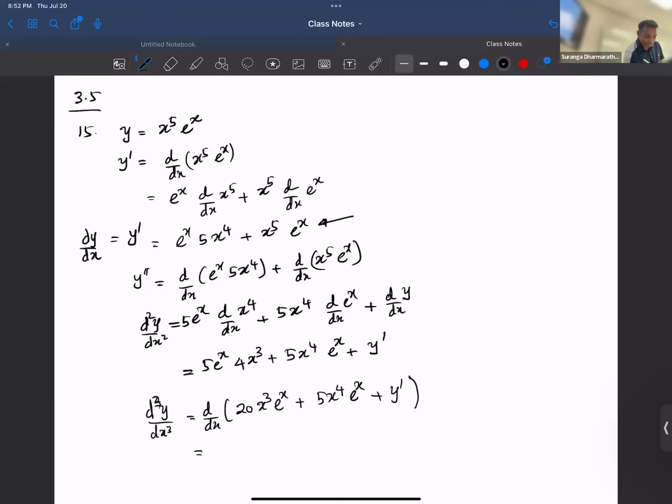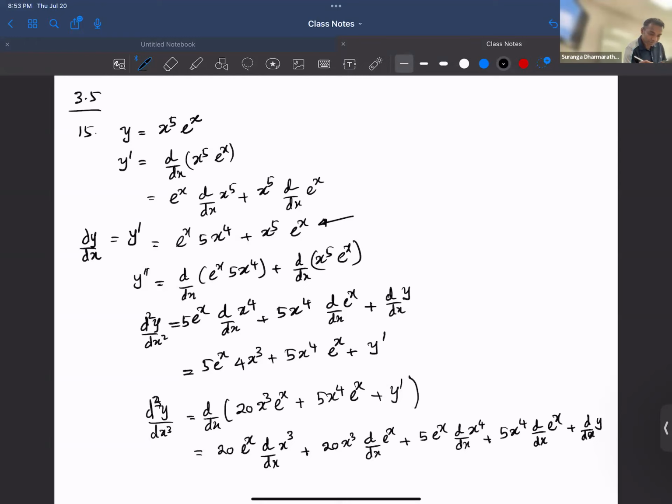And then I can write 20 e to the power x d over dx x cubed, right? Plus 20 x cubed d over dx e to the power x plus 5 e to the power x d over dx x to the power 4 plus 5 x to the power 4 d over dx e to the power x plus d over dx y prime. That's y double prime. Okay.